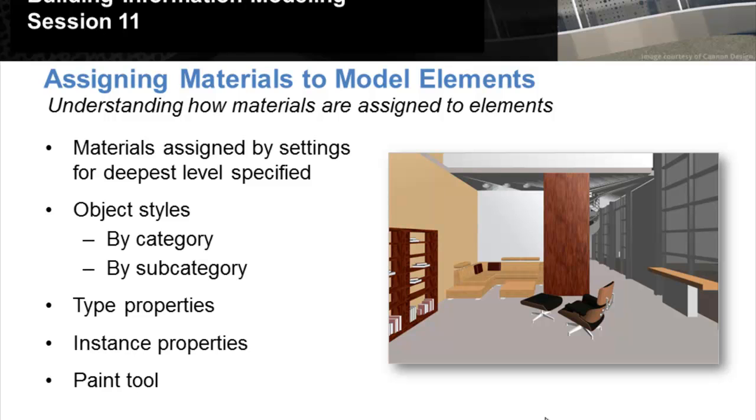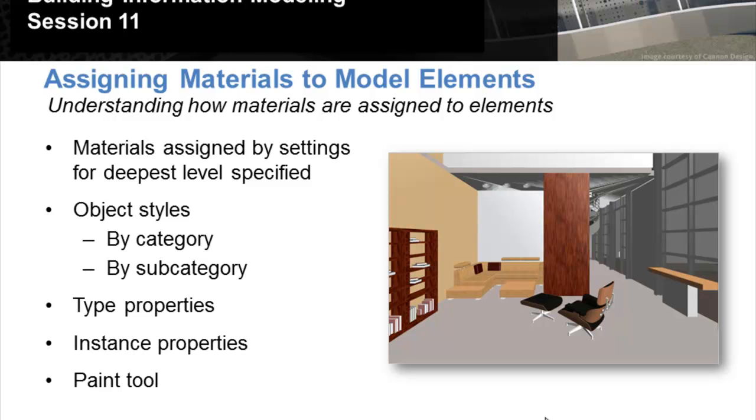Okay, lastly, we'll go ahead and talk about paint for materials. The paint tool is a little funny. It can either really hurt you or really help you. The reason I say that is paint doesn't really change the material properties of the object. What it really does is put kind of a veneer on a face of an object.